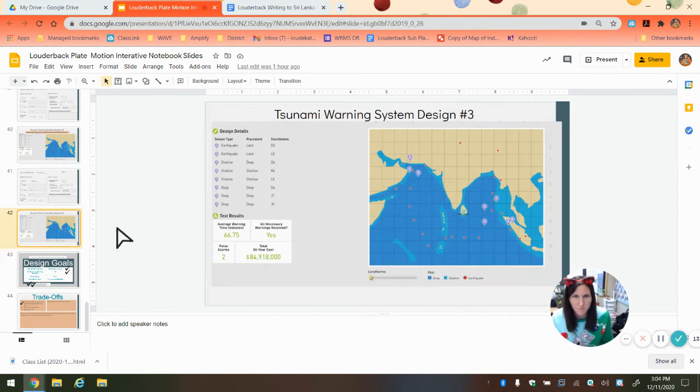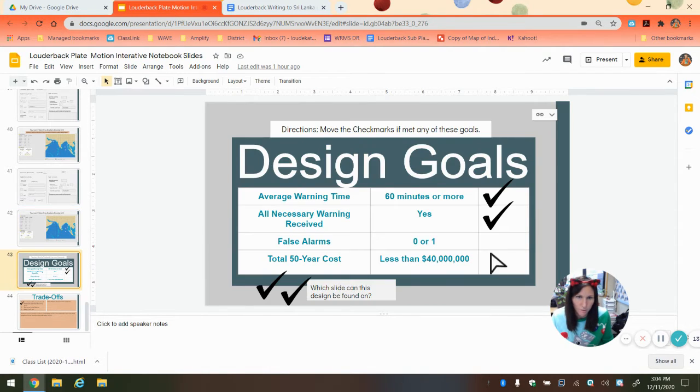So based on my specific data, I had all warnings received and I had 66 minutes of average warning time. So I met the top 2 goals. I did not get false alarms. I ended up having 2, so I did not place a check mark there. I also was double the budget, so I did not place a check mark there as well.